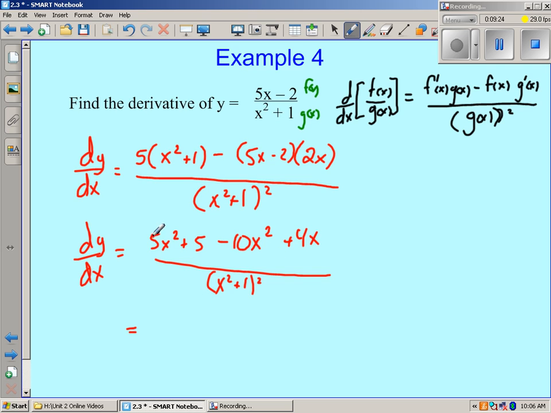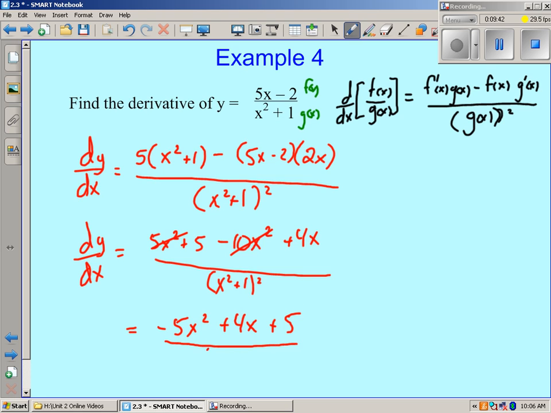So I have a negative 5x squared on top. Those guys have been dealt with. I have plus 4x and plus 5. And so that should be my numerator. And then on the bottom, it's all over (x squared plus 1) squared.